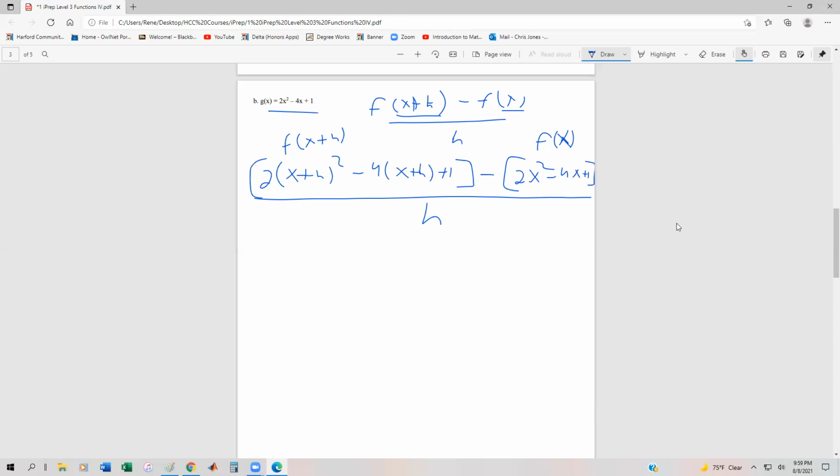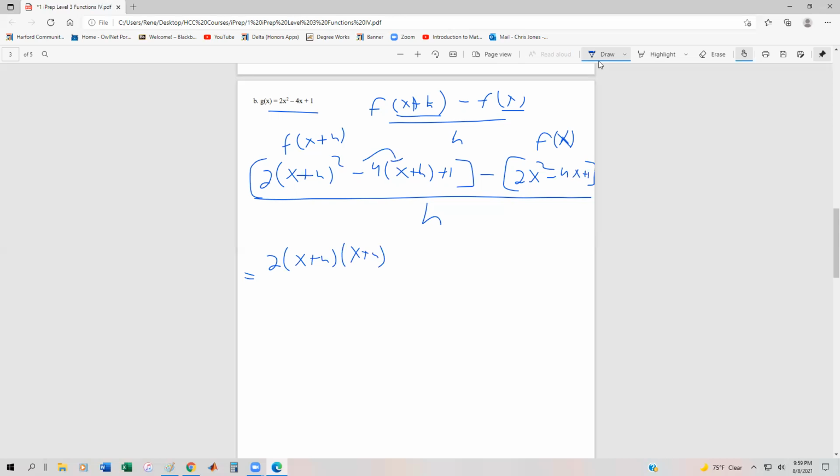And one of the things that we have to remember is with this animal right here, this (x + h) squared, that is not going to be square the x and square the h. We have to turn that into a FOIL problem. All right. So we're going to be really careful when we remember our laws of algebra here. So this is going to turn into 2(x + h)(x + h).